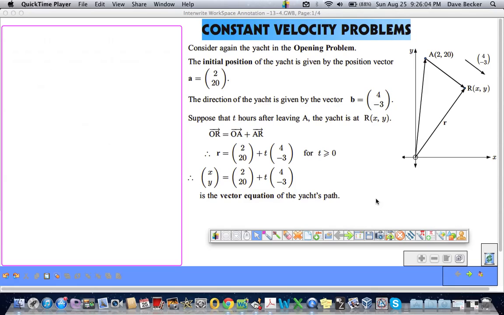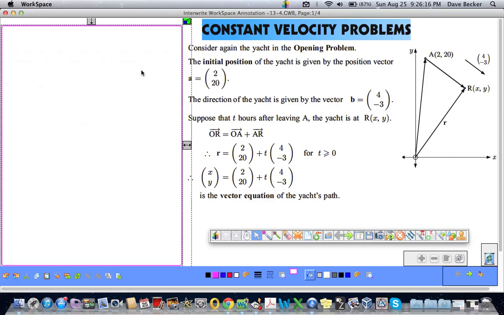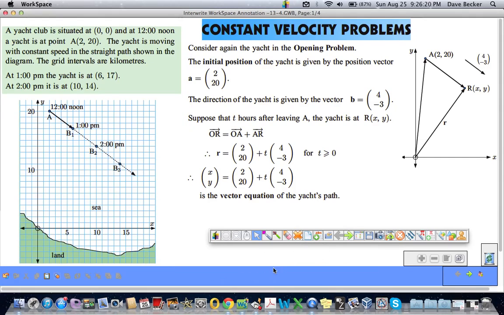We are going to tackle constant velocity problems, and we are going to solve these problems using vectors. So, first, we are going to consider again the yacht in the opening problem. I think in order to consider it again, we had to consider it in the first place, which we didn't.